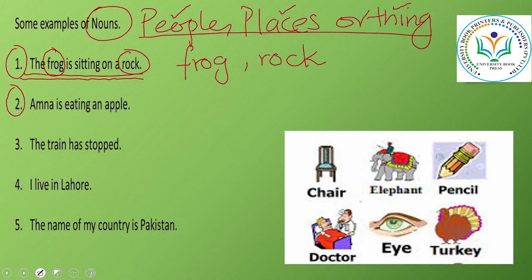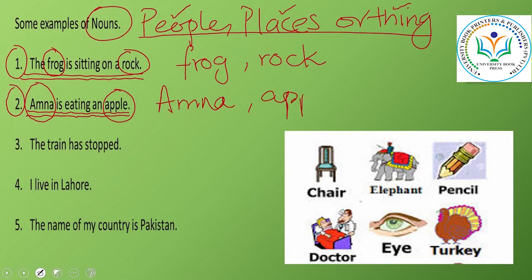Sentence number two. Amna is eating an apple. Amna is the person in the sentence. An apple is the fruit she likes to eat. So we have again two nouns. Amna, apple. Sentence number three. The train has stopped. The sentence is about train. And train is the noun in the sentence.